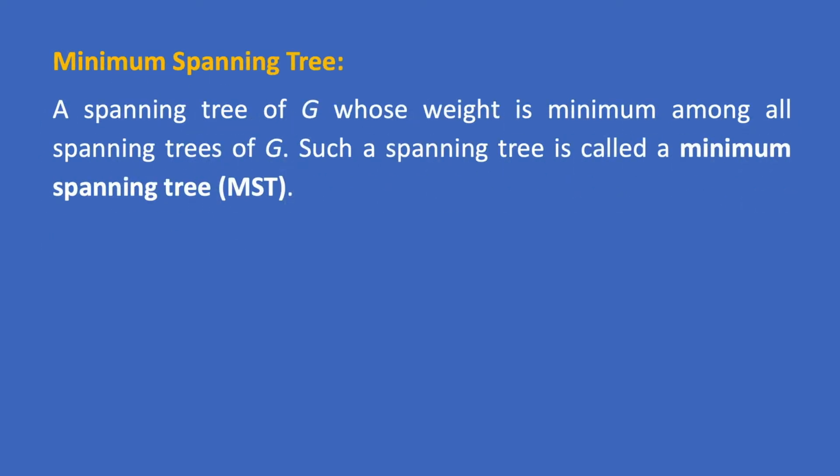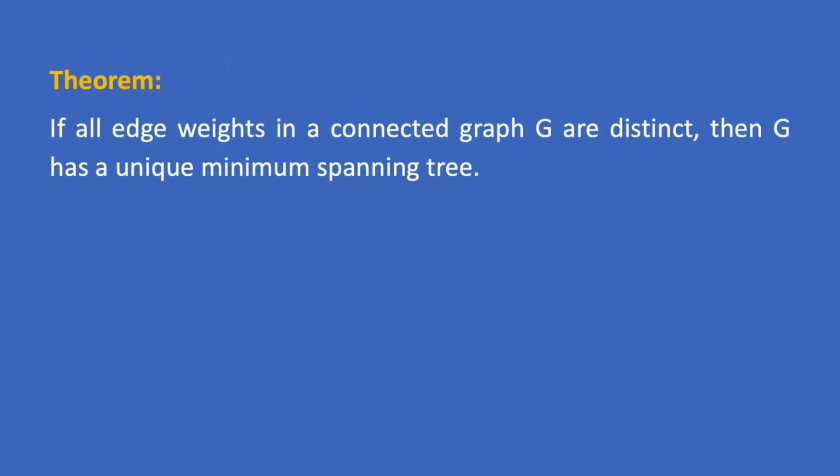Now, let us see the definition of a minimum spanning tree. A spanning tree of G whose weight is minimum among all spanning trees of G is called a minimum spanning tree, also denoted as MST. Let us see some results based on the MST theorem. If all edge weights in a connected graph G are distinct, then G has a unique minimum spanning tree.